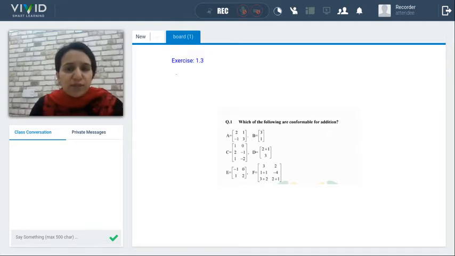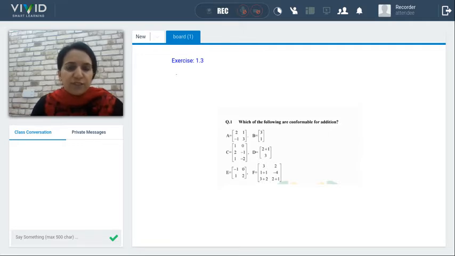As we all know that we can add only those matrices who have the same orders. So order of the matrices should be the same if we want to add the matrices. First matrix is, you can see A matrix has an order of 2 cross 2. So we can only add a matrix in A who has an order of 2 cross 2. So let's check the order of other matrices as well.